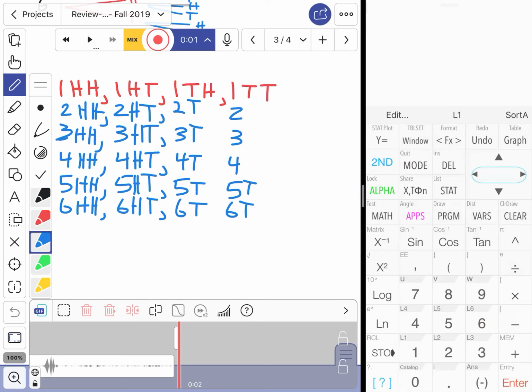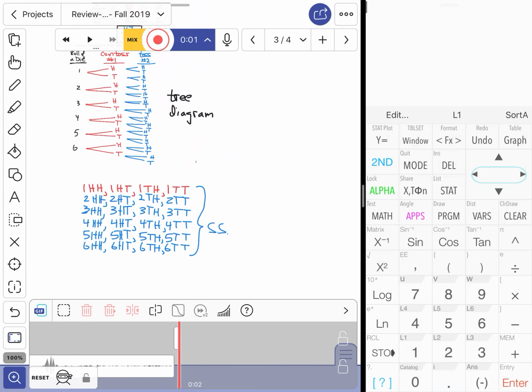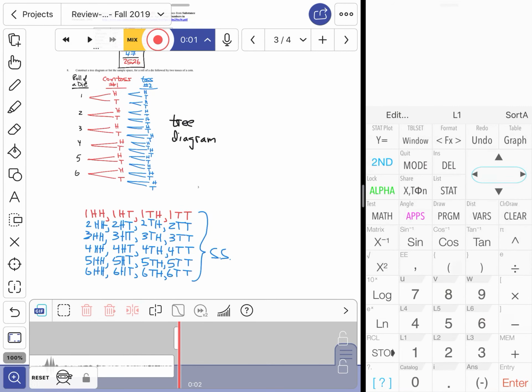I find T's to be easier to make than H's, so I'm going to crank out all my T's, get my commas in there, and then finish up strong with my H's. And that's a high quality sample space right there. SS for sample space.